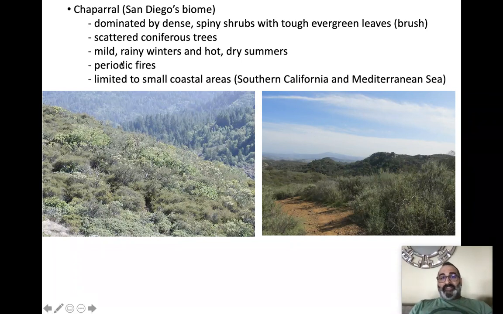All right. You might see some scattered cone-bearing trees. We have mild, rainy winters. Our summers are hot and dry. We get a lot of fires. And this particular biome that we have is unique to coastal communities. So in the Mediterranean Sea, some people call it a Mediterranean climate. Mediterranean climate is similar to ours. It's at the same latitude as we are located on the planet, and they are coastal communities like us.